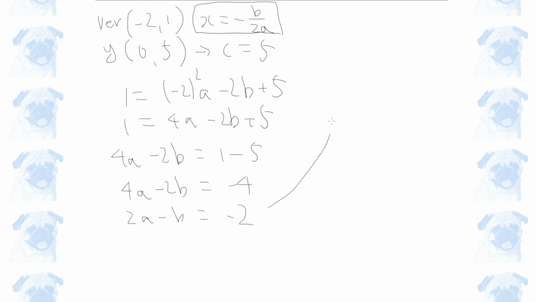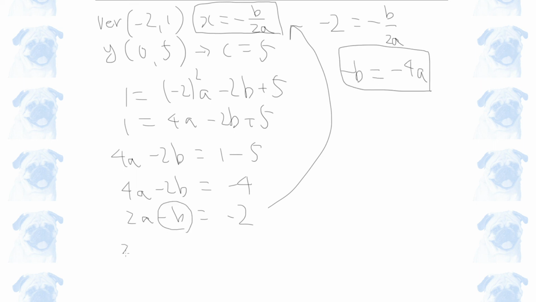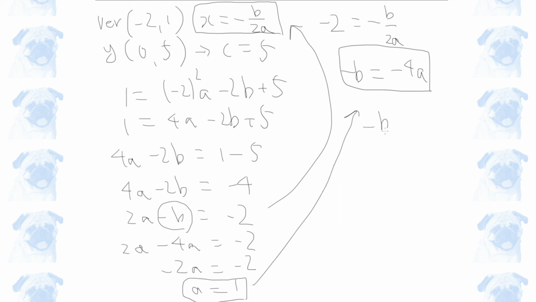And now we can go back to this formula, and we know the x-coordinate of the vertex, minus 2. And we can solve for minus b. So we now know a is 1, and we can substitute a equals 1 into this one to get the value of b. And b is 4.